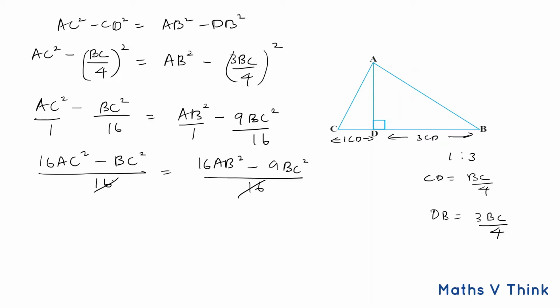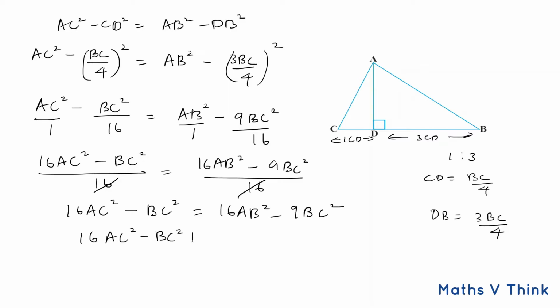This 16 gets cancelled. So we get 16 AC square minus BC square is equal to 16 AB square minus 9 BC square. Taking this minus 9 BC square to that side as plus 9 BC square, so 16 AC square minus BC square plus 9 BC square is equal to 16 AB square. So we get 16 AC square, minus 1 plus 9 is plus 8 BC square, is equal to 16 AB square.